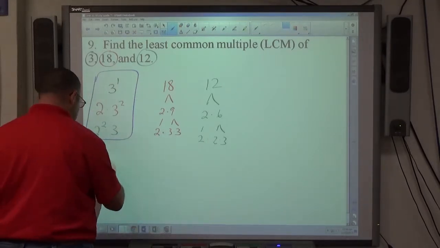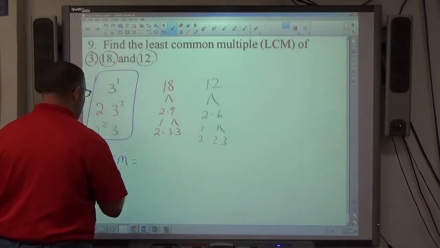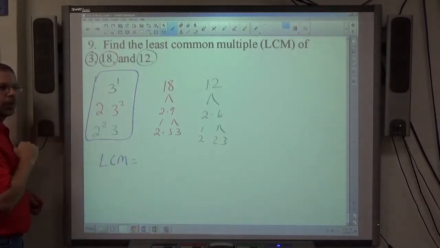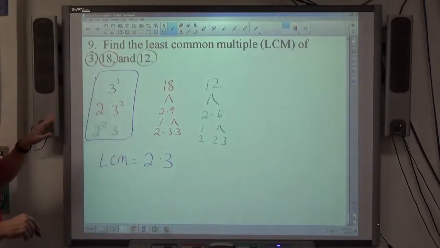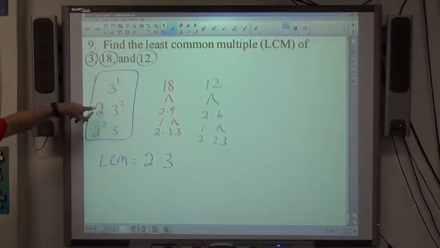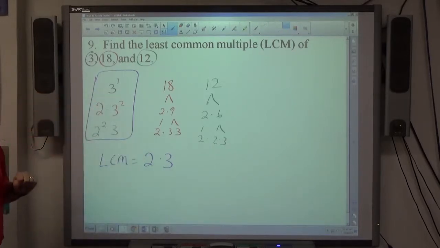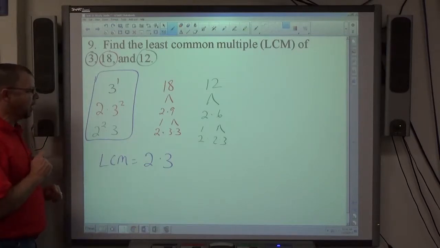So I'm going to write LCM equals, and then I look and see what's in there. There's 2's and 3's, and that's it. So 2 matters and 3 matters. It doesn't matter that there's two 2's and three 3's. It doesn't matter there's a 3 in every one. There's just a 2 in these two and not that one. If there's a 2 and there's a 3, they all matter. And then I'm going to take the highest power of each thing.